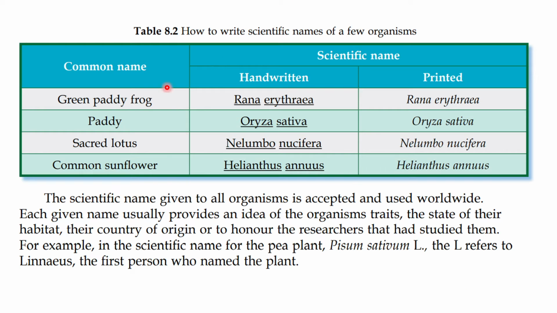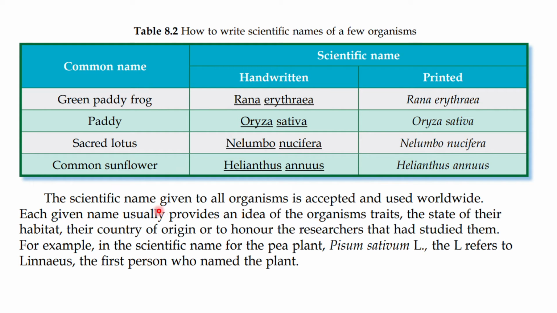Okay, so some more examples. Kalau common name for this green paddy frog, handwritten, memang dia adalah daripada dua perkataan yang separated. For example, paddy or Oryza sativa. Handwritten in this manner.